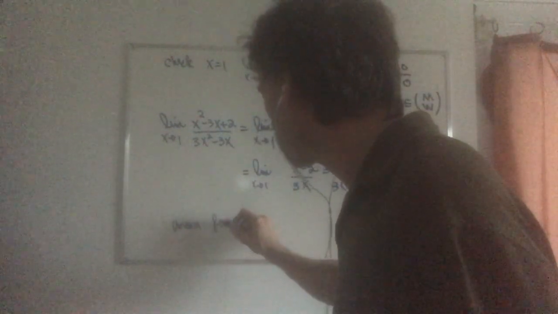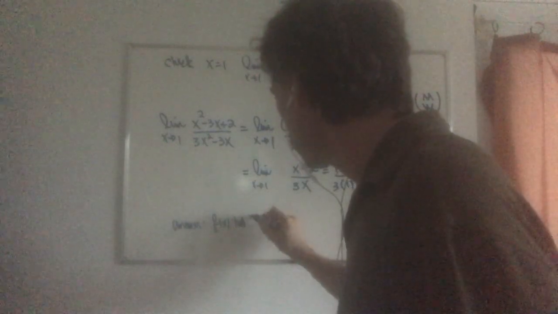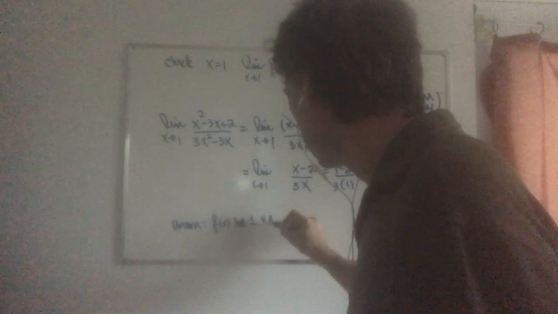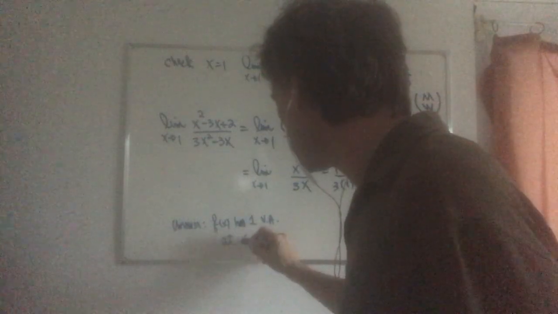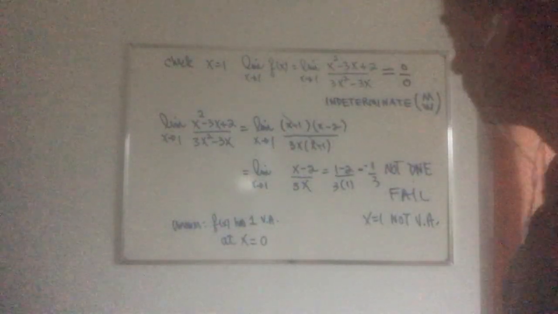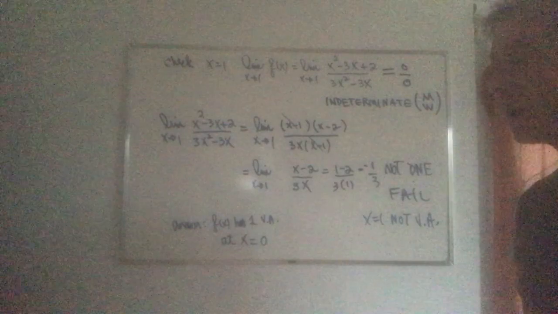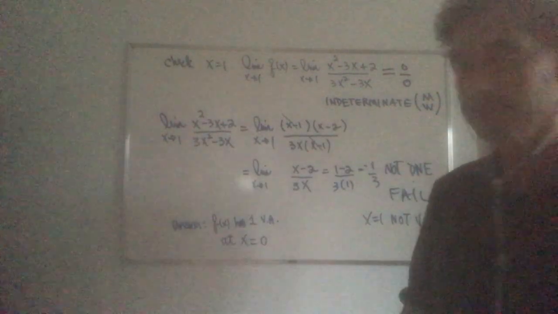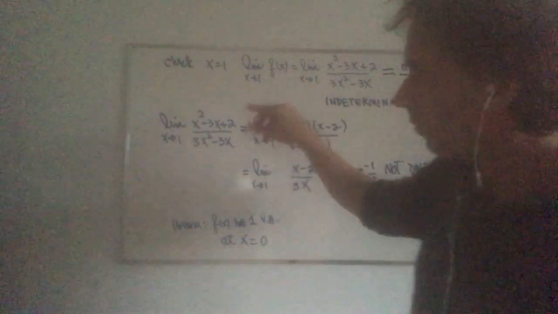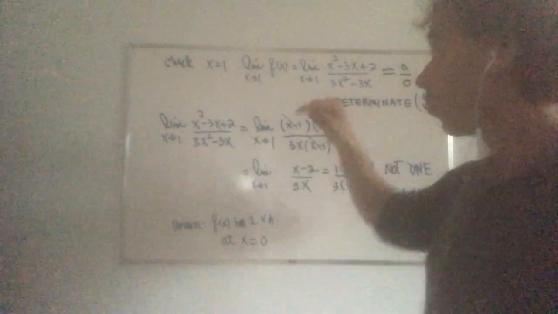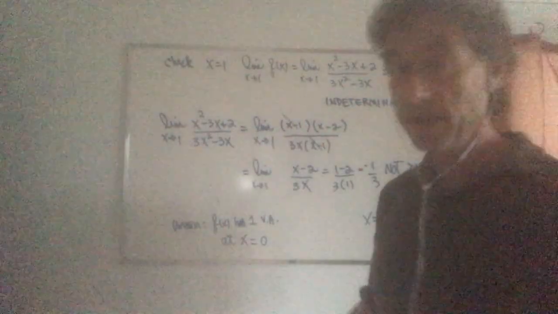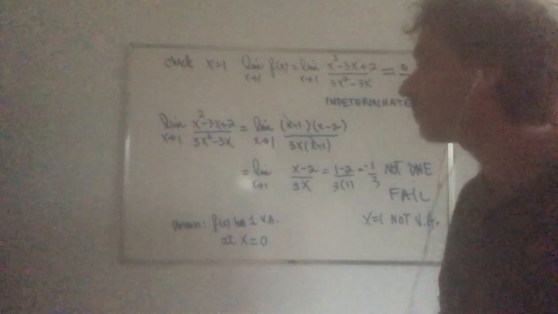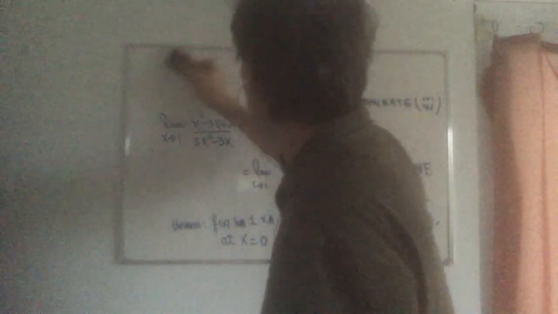f of x has one vertical asymptote, and this asymptote is located at x is equal to 0 because x is equal to 1 does not work. So you see the importance of always validating what you have found by letting the denominator equal to 0. Very important in this section. Keep that in mind. Good enough.